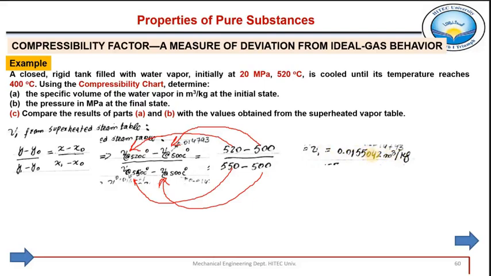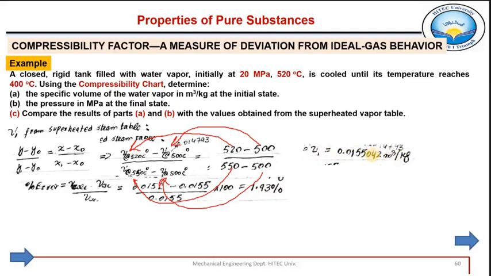And the V1 which we have calculated from the compressibility chart was calculated as 0.0152, minus this value from the steam table. Steam table values are the real or experimental values. So this is divided by V actual. So here is the error. Percentage error is only 1.93%.